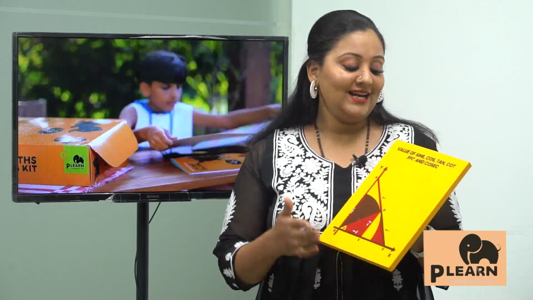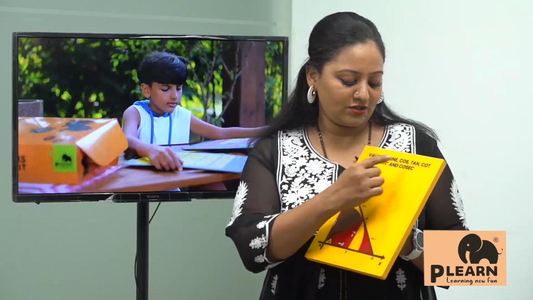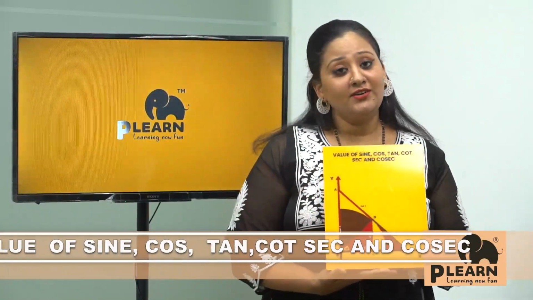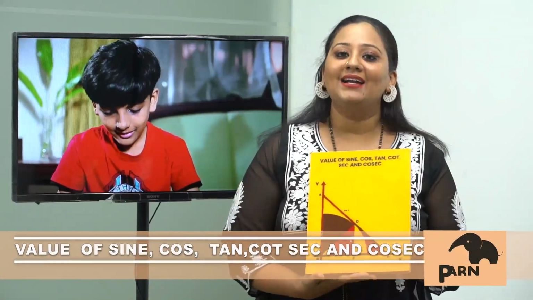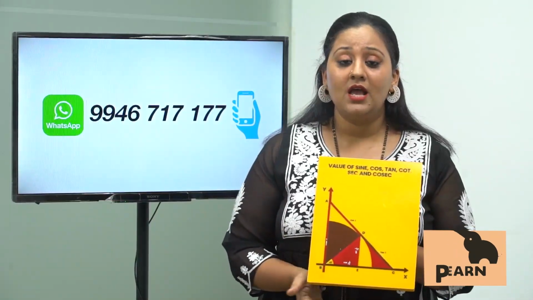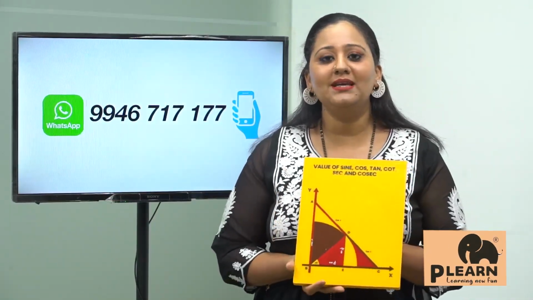Value of sine, cos, tan, cot, secant and cosecant. Trigonometry. Trigonometry comes from the Greek words tri, gono and metron. A triangle has 3 sides and 3 angles, and one angle should always be 90 degrees.